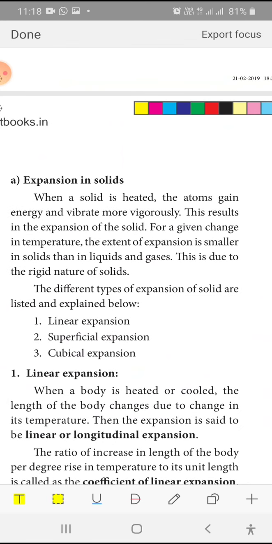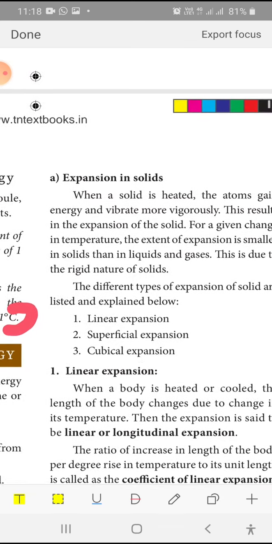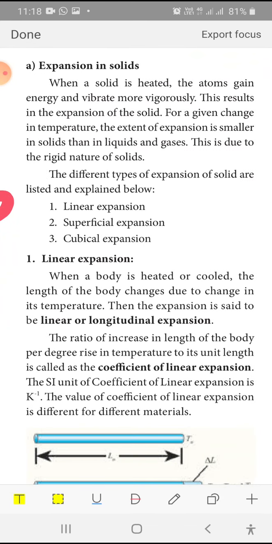What are the types of expansion? Three types of expansion are there: linear expansion, superficial expansion, and cubical expansion. When a solid is heated, the atoms gain heat energy and start vibrating vigorously and randomly. This results in the expansion of the solid. For a given change in temperature, the extent of expansion is smaller in solids than in liquids and gases. This is due to the rigid nature of solids.